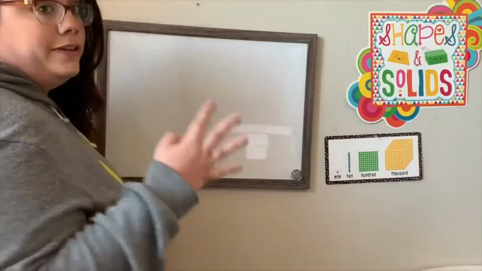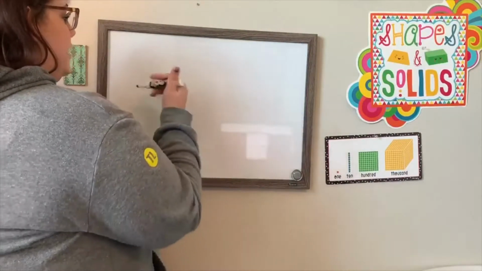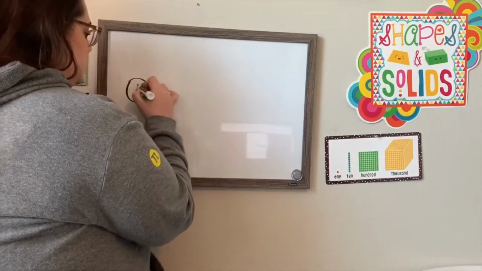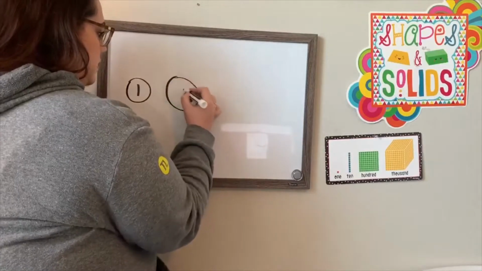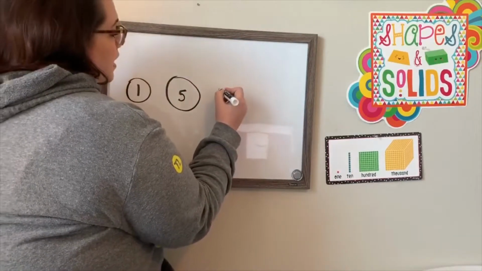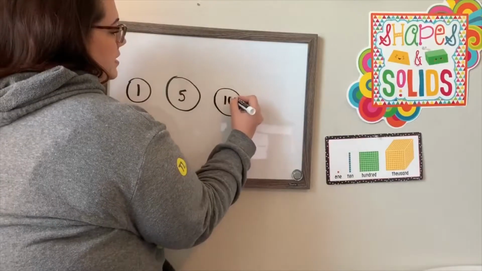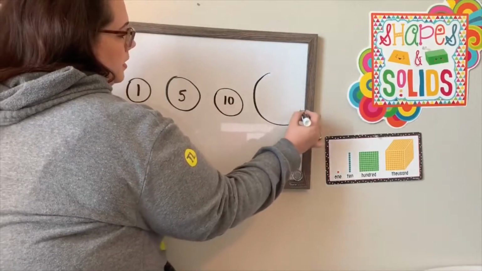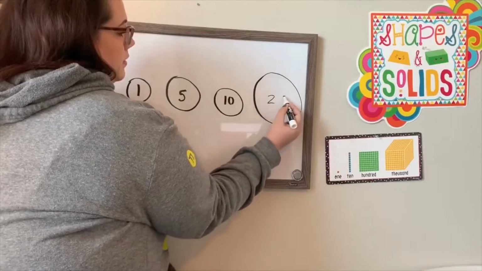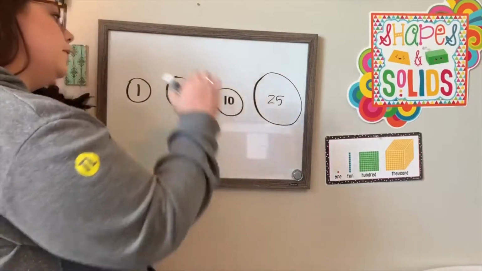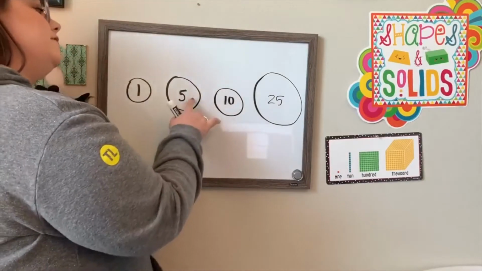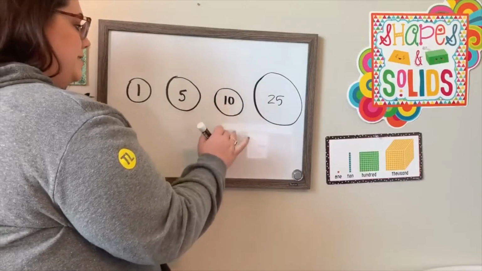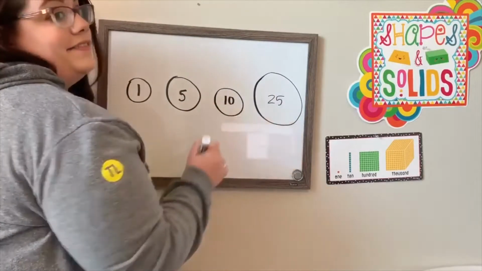To work on coins. All right, so there are 4 different kinds of coins. There is a penny, which is 1 cent, a nickel, which is 5, a dime, which is 10, and a quarter, which is 25. So all of these coins are what we call cents. So it'd be 1 cent, 5 cents, 10 cents, and 25 cents.